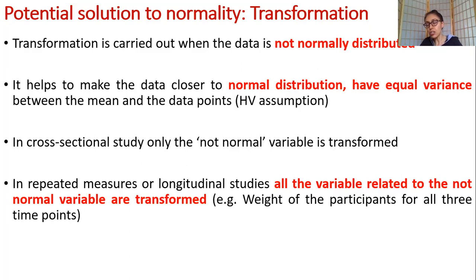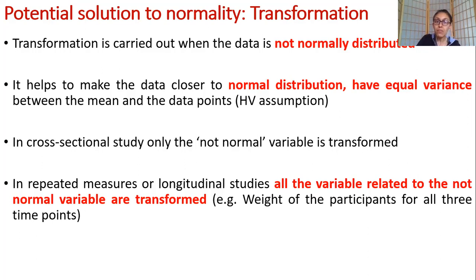And this in technical terms means having equal variance between the mean and the data point. Okay, so the mean, the central tendency, and the data points have equal variance, meaning they are all kind of homogeneously gathered around the central line. When this is the case, your homogeneity of variance assumption is met. HV, that is what it means. We are going to look at the homogeneity of variance assumption, so don't worry.